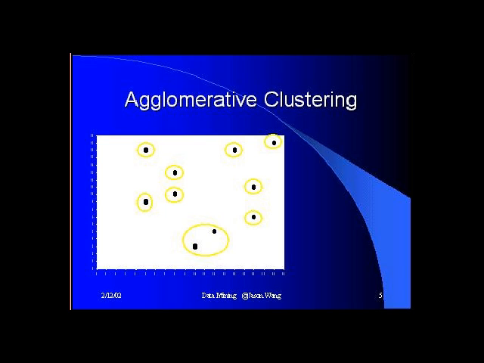So you see, at the end of this iteration, I end up with 9 clusters, in which these two clusters are now merged into a bigger cluster. And I use a bigger circle to represent that bigger cluster. Any question at this phase?